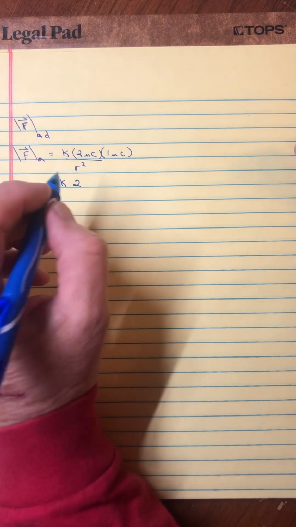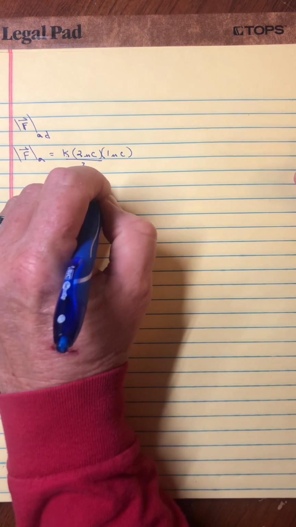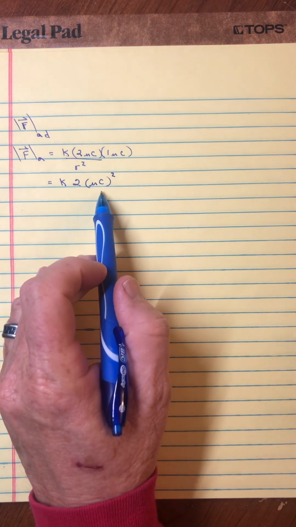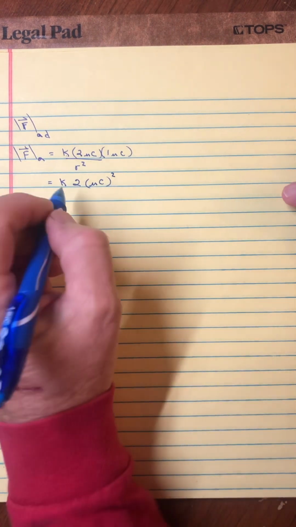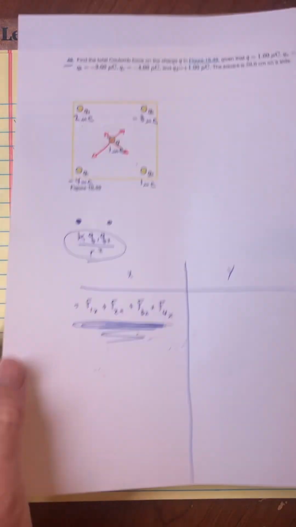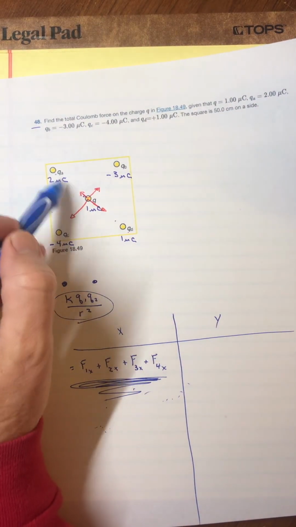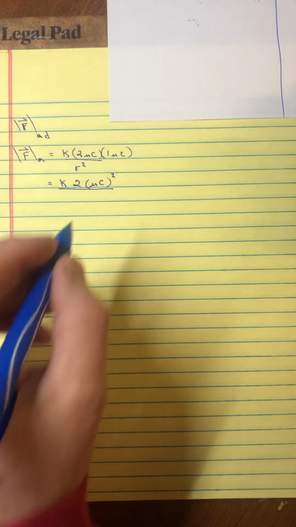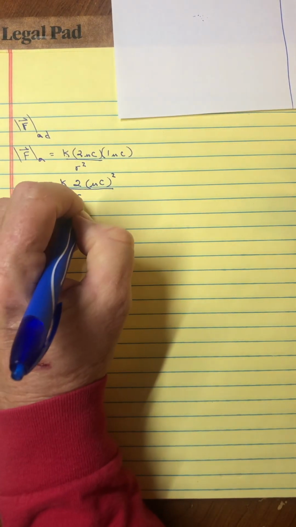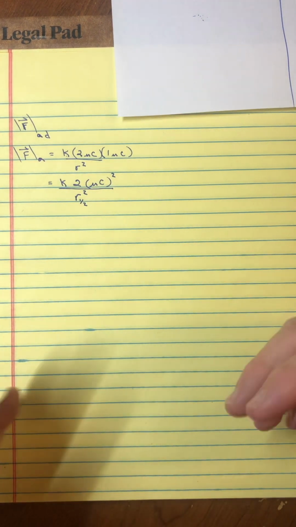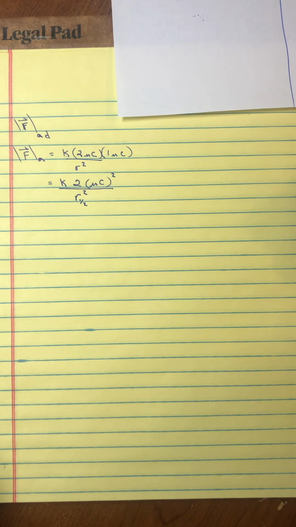The 2 times a 1 I'll put in. I won't even bother to put in the micro yet, times 10 to the minus 6. And also downstairs, the separation is half the diagonal of it. So let me call it R1/2 squared, meaning it's the length of whatever half the diameter is.